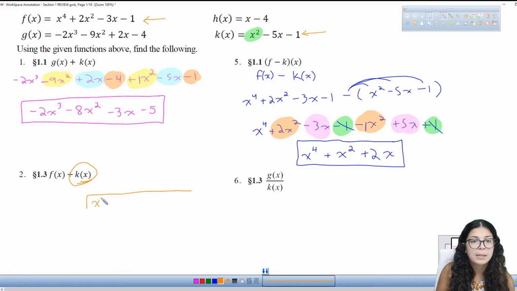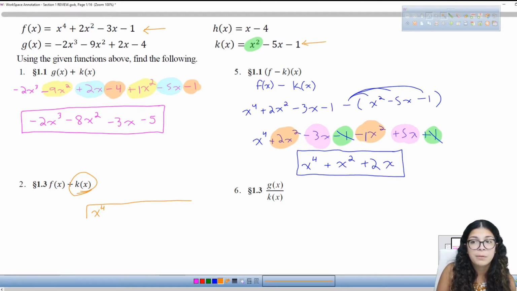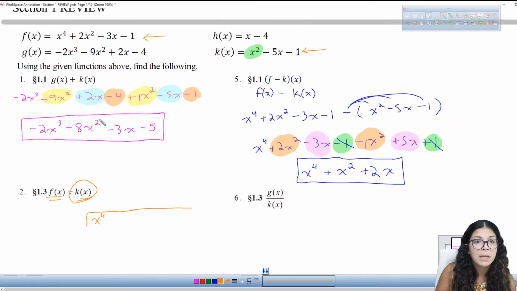So we have x to the power of 4. And then remember that when you are dividing, you do need to have zeros as placeholders for missing terms in the numerator. So if you look at the numerator here, I do need to add a 0x cubed so that I have that 0 placeholder for the missing x cubed term. And then the divisor is x squared minus 5x minus 1.